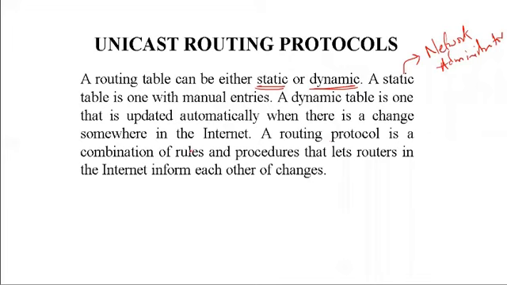A routing protocol is a combination of rules and procedures that lets the routers in the internet inform each other of the changes. So in the case of a dynamic table, a routing protocol is responsible for the updation of the routing table. Now, what about the static table? Why can't we use a static routing table for network transfer in the network layer? Whenever we are talking about the static approach, there are several disadvantages. So we are seeing the disadvantages of the static approach.